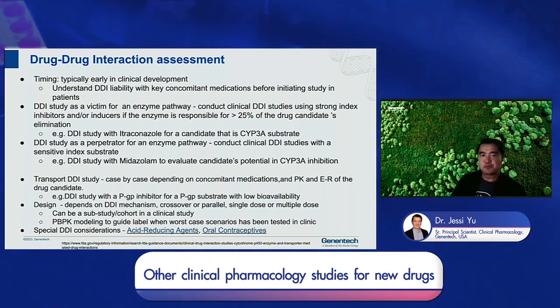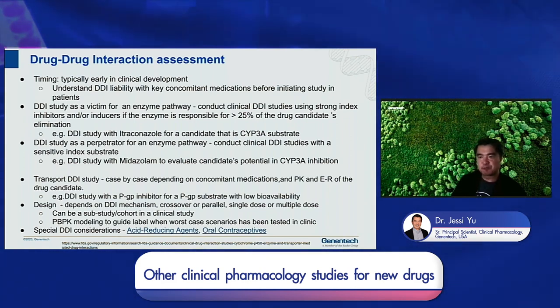Because if there are some severe DDI incidents, that may trigger unwanted AEs and can be detrimental to your trial. So for a victim study, if a certain metabolism enzyme is believed to have a major contribution to your drug, let's say based on the preclinical information you have some estimation suggesting that maybe CYP3A is responsible for more than a quarter of your drug elimination in humans, then you may want to conduct a DDI study with a strong CYP3A inhibitor as well as a strong CYP3A inducer.